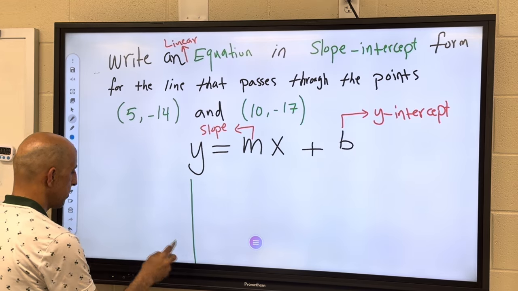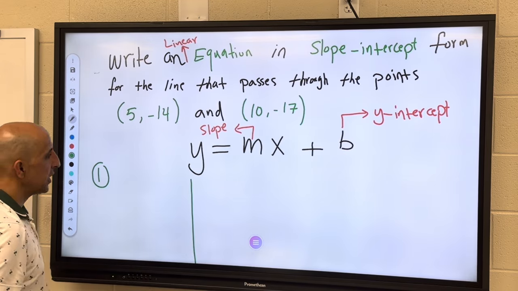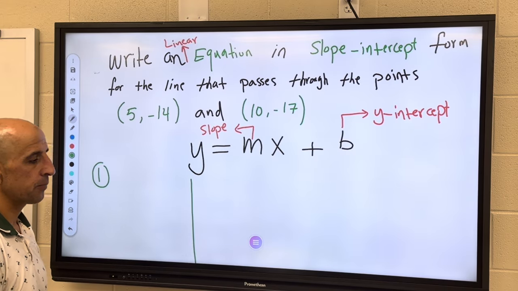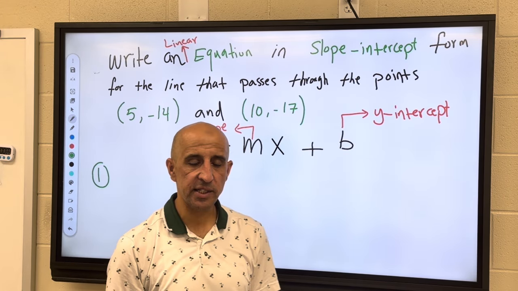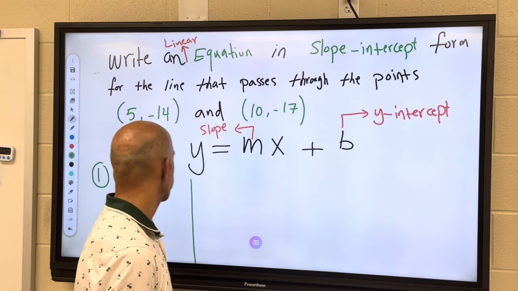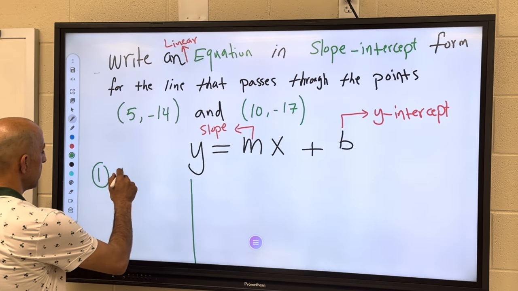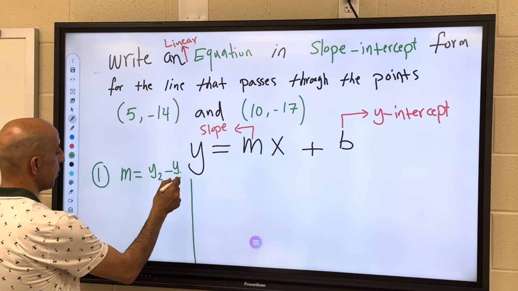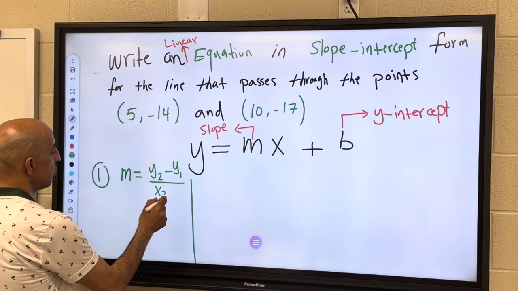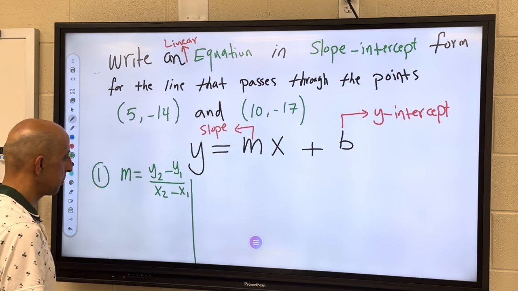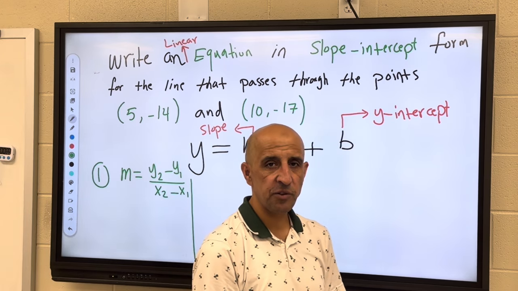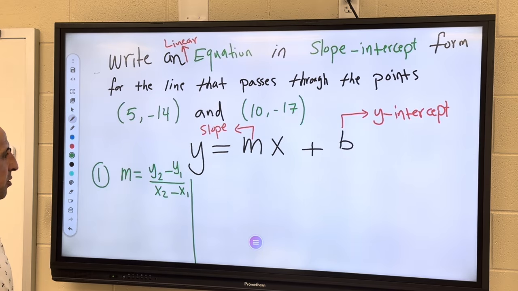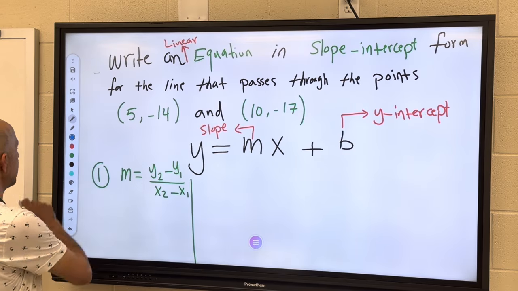First, we need to find the slope. How do we find the slope if we have two points? The formula is m equals y2 minus y1 over x2 minus x1. Because students sometimes face difficulties and get confused about using this formula, we can make it simpler like this.